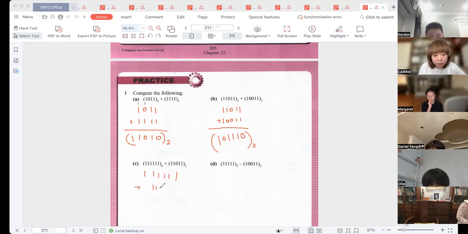Plus 1, 1, 0, 1, 1. Okay, everybody. So 0, 1, 0, 1, and 1, and 0, 1.